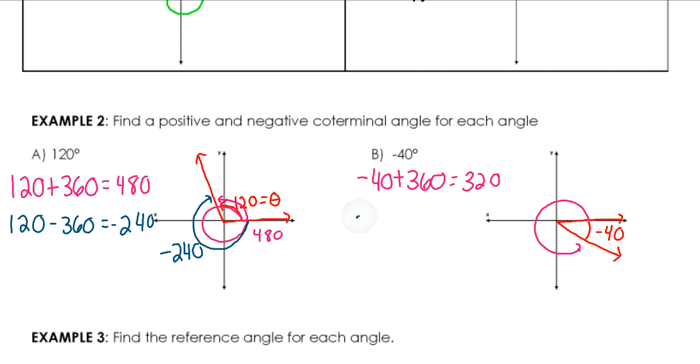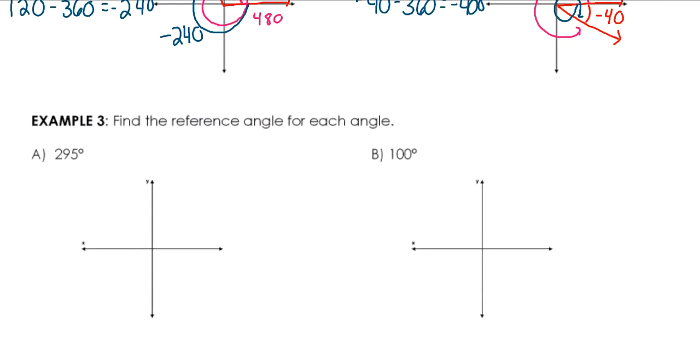To find my negative, I would take that initial angle and subtract 360. That would get me to negative 400. So that is starting at that same spot, now going around one full time and ending there. So that would be a negative 400-degree angle.